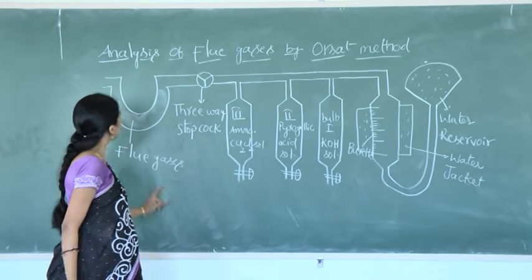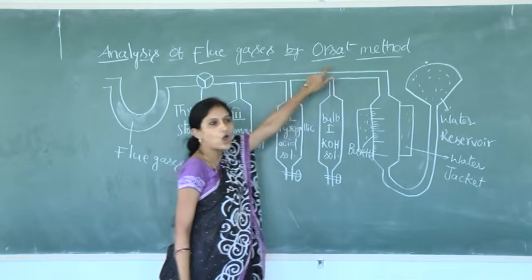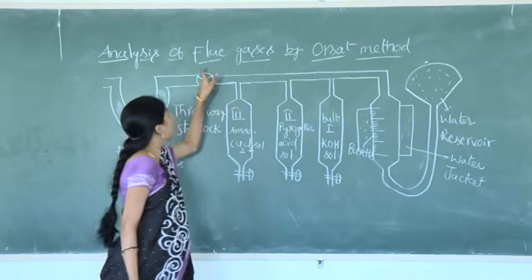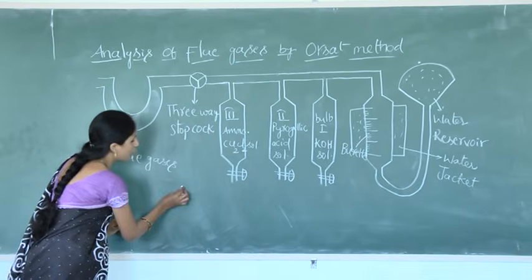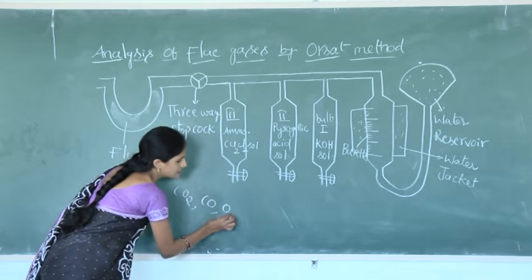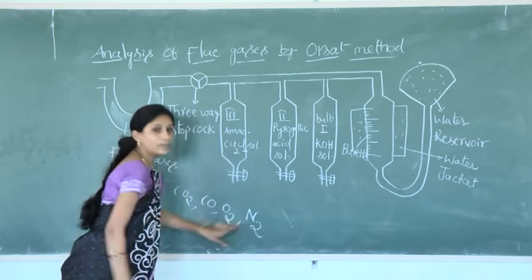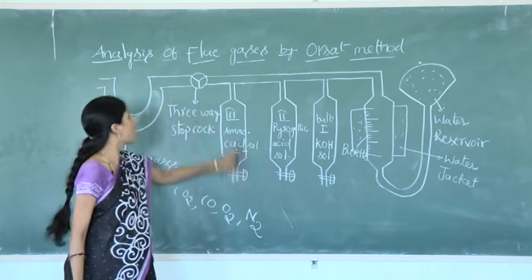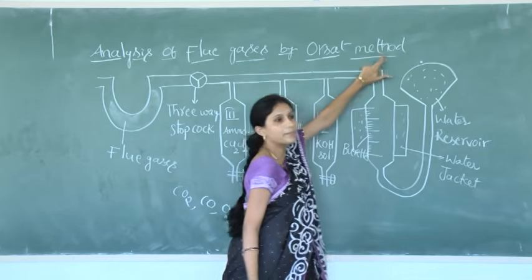Now I am going to discuss the analysis of flue gases by the Orsat method. First of all, what are flue gases? Flue gases means the mixture of carbon dioxide, carbon monoxide, oxygen and nitrogen. These, coming out from the combustion chamber, are called flue gases. These are analyzed by the Orsat method.